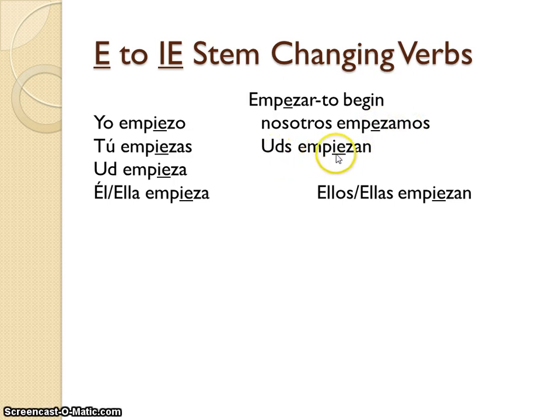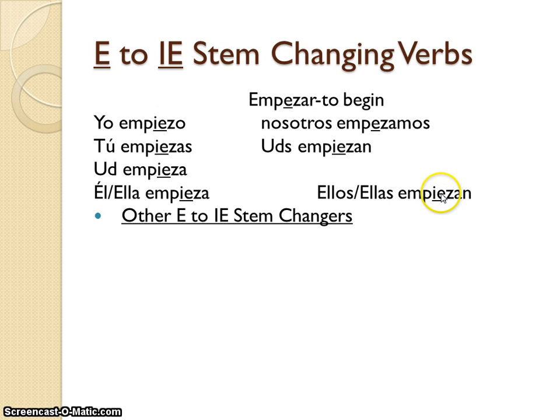Then we have ustedes empiezan. Again, we go back to stem changing it. And then ellos and ellas form is empiezan. All right, so that's one verb. There's a few others, other E to IE stem changes. Guys, there's a lot of them. I'm only giving you small chunks of them right now.